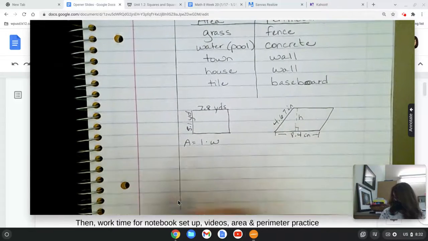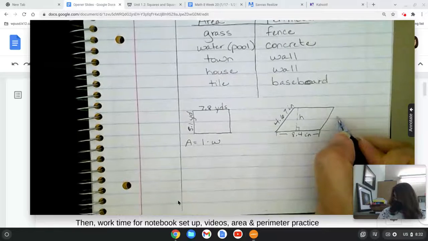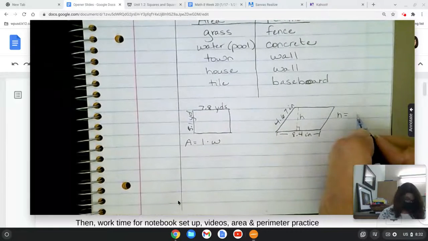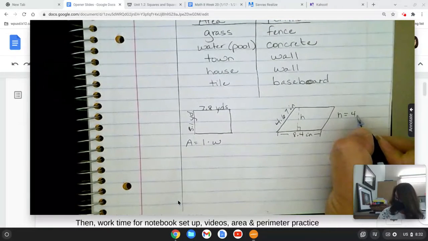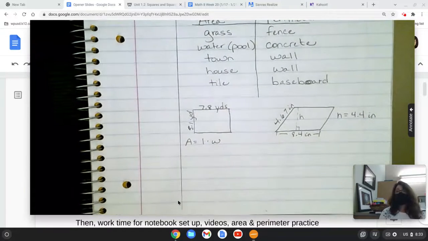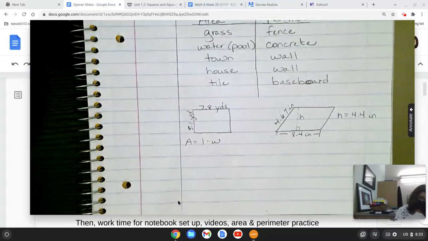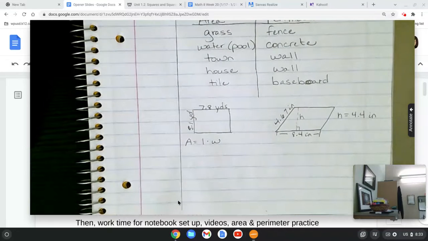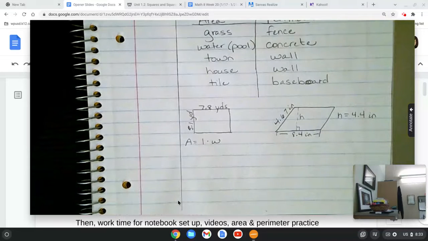Area and perimeter. Each other, working it out, maybe drawing it out. I see lots of good work. Heads are starting to go down. Good job.